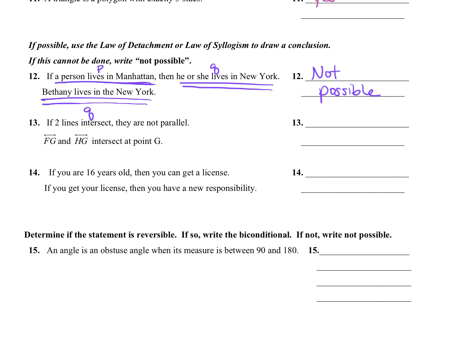Okay, 13. If two lines intersect, they are not parallel. These lines intersect at point P. So what do you say? They're not parallel. The lines are not parallel.